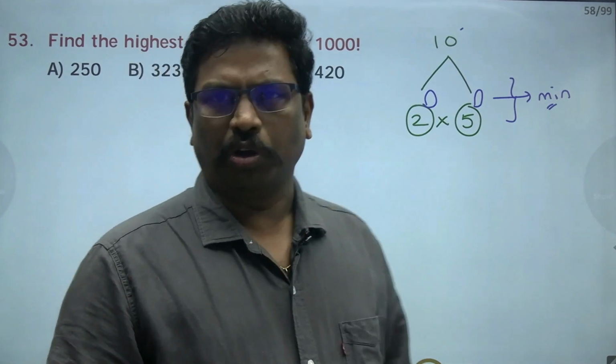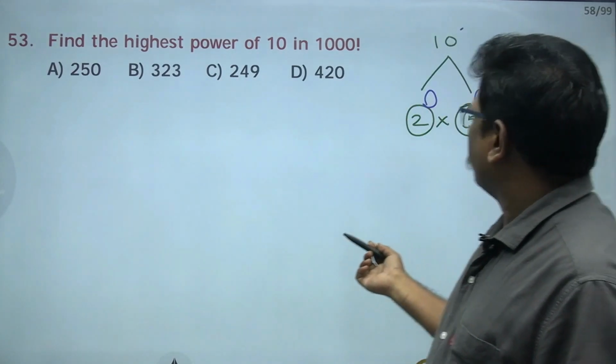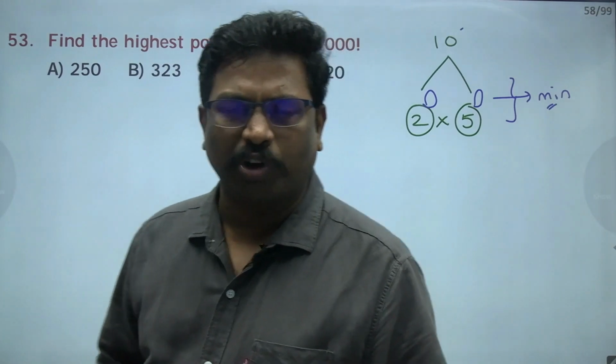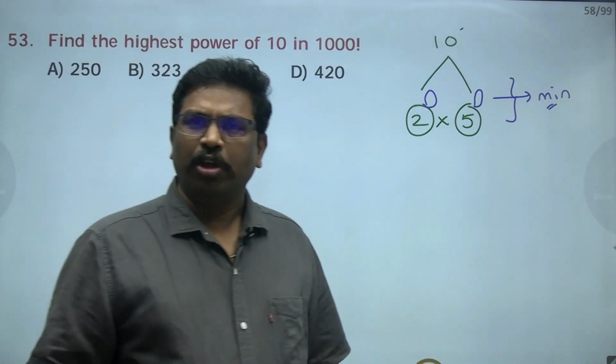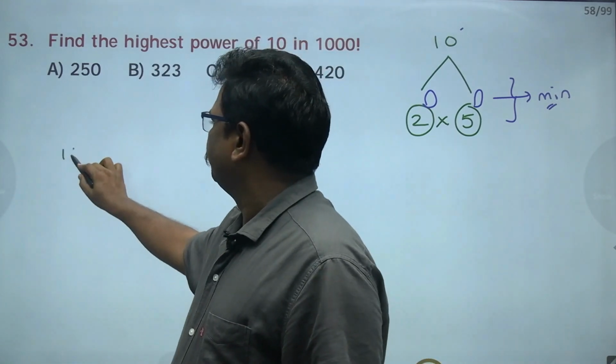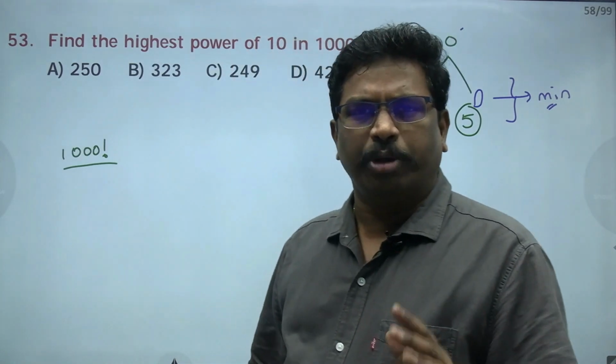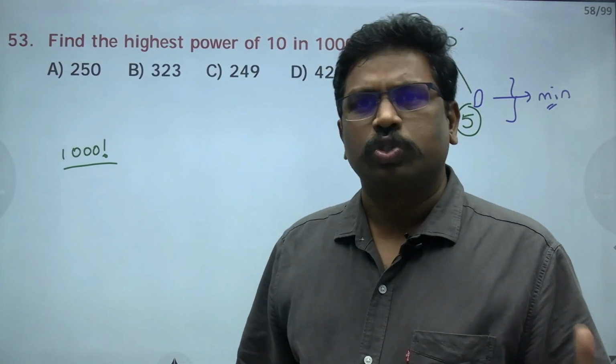Okay, look, the highest power of 10 in 1000 factorial. దానికోసం you find the highest power of 2 and the highest power of 5, because 10 is not a prime number. So first you find the highest power of 2 in 1000 factorial. How do you find it? You need to search how many 2s are there in 1000 factorial. So for that, what do you do?